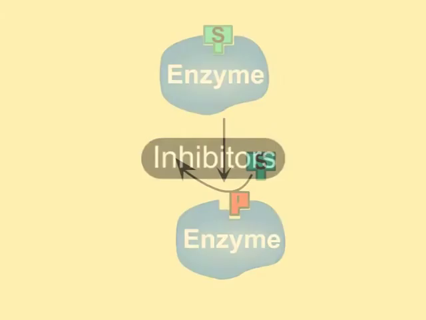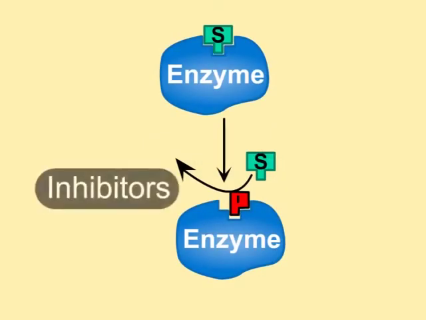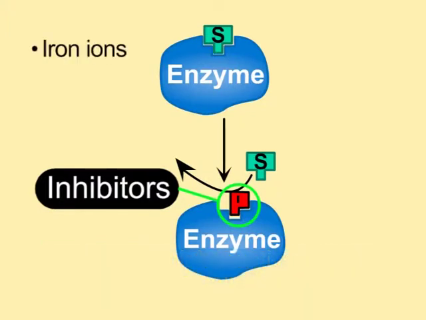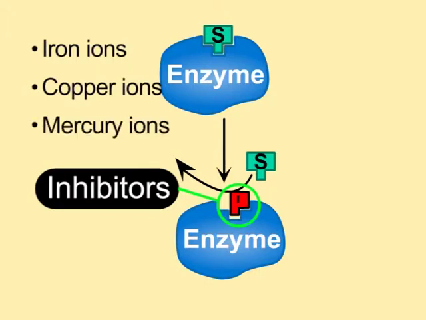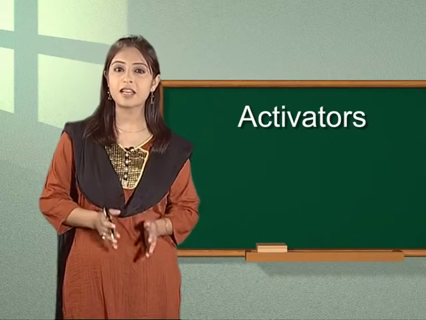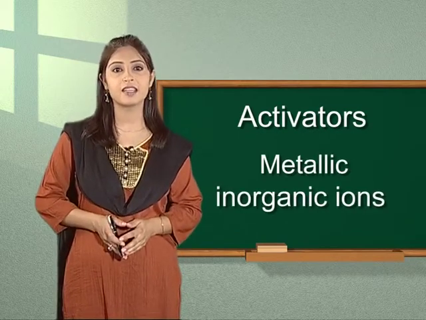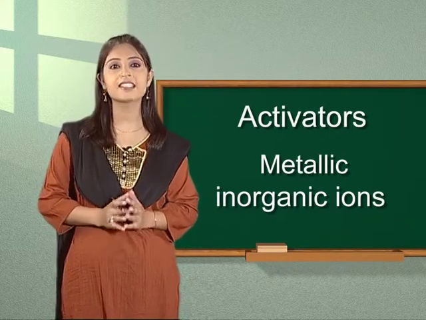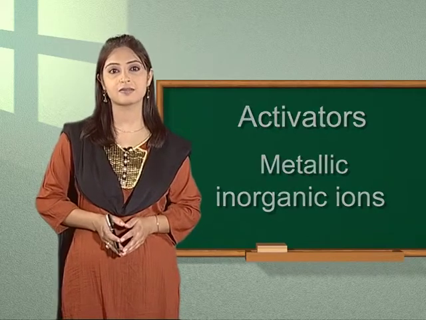Inhibitors. Enzymes are denatured by certain agents that inhibit the action of enzymes. Such agents which inactivate the enzymes are called inhibitors. Iron, copper, and mercury ions are common inhibitors. Other than these factors, there are some activators such as some metallic inorganic ions which also influence the activity of enzymes and act as pro-enzyme activators.